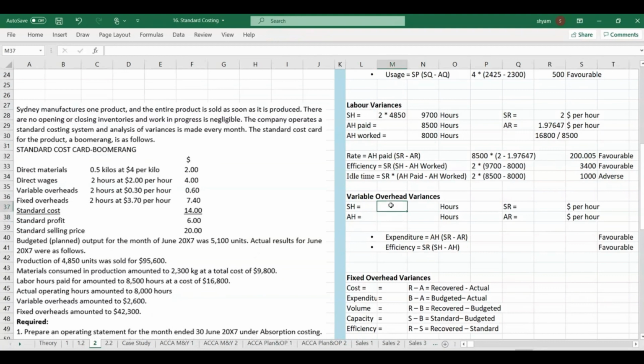So standard hours, how many hours do they have to work? See, variable overhead hours work along with the labor hours only. Only when the labor hours work. So we'll put it like this. I think we'll put a note here.